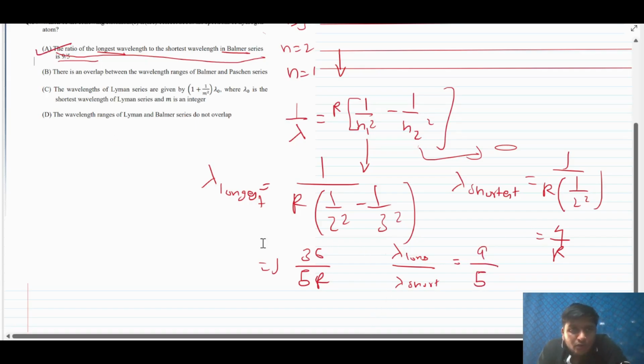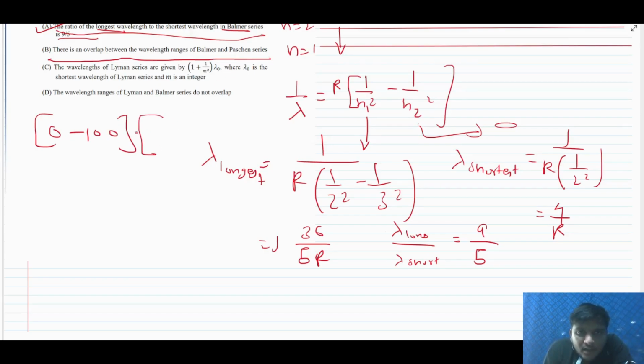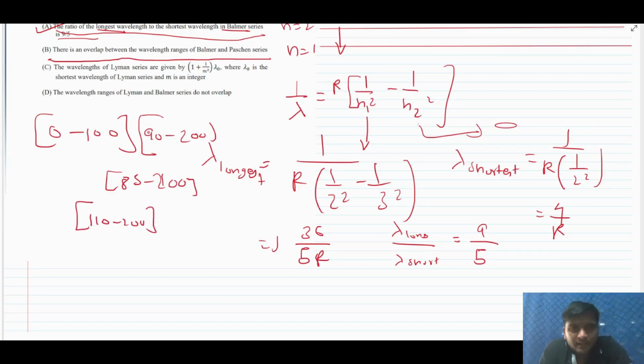Let's move on to option B. It says that there is an overlap between the wavelength ranges of the Balmer and Paschen series. So how do we define overlap here? Let's suppose for the Balmer series, the wavelength varies from 0 to 100. It will only overlap with Paschen when Paschen has something like 90 to 200 or 85 to 200, but it will not overlap when it starts from 110 to 200, something like that. I hope this range problem is clear.